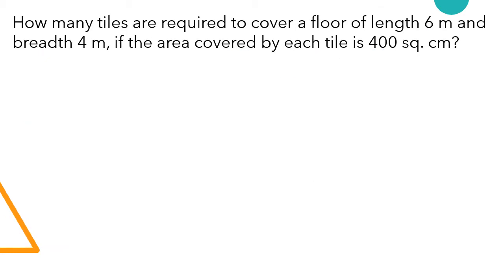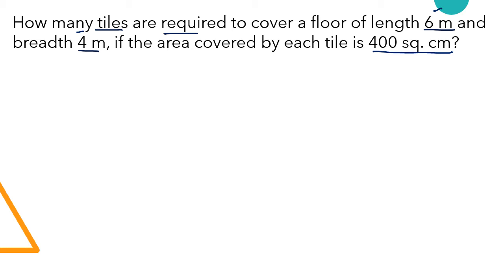Next question is, how many tiles are required to cover a floor of length 6 meter and breadth 4 meter if the area covered by each tile is 400 square centimeter? So in this question, it is asked to find the number of tiles required to cover a floor. Now the length of the floor is 6 meter and the breadth of the floor is 4 meter. And the area of one tile is given to us, that is 400 square centimeter.